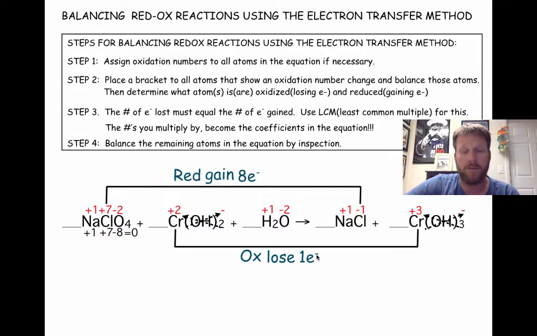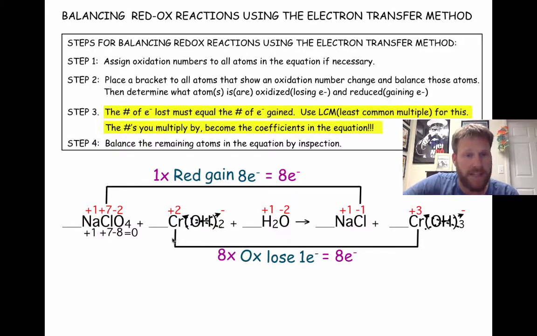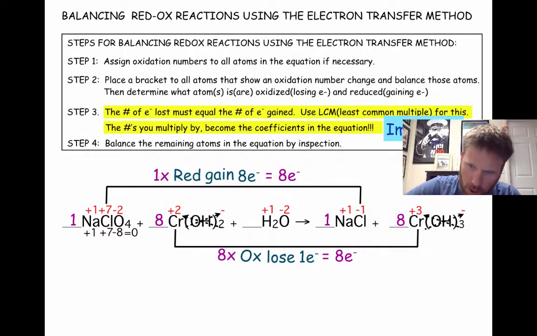So the least common multiple of 1 and 8 would be 8. So I'm going to multiply the reduction half reaction by 1 and the oxidation half reaction by 8. What this means is that we're going to put a 1 as the coefficient in front of the 2 substances connected by the reduction bracket. We're going to put an 8 in front of the 2 substances connected by the oxidation bracket. So we're going to put a 1 in front of NaClO4 and NaCl. We're going to put an 8 in front of Cr(OH)2 and Cr(OH)3.